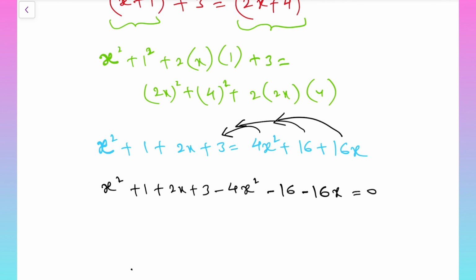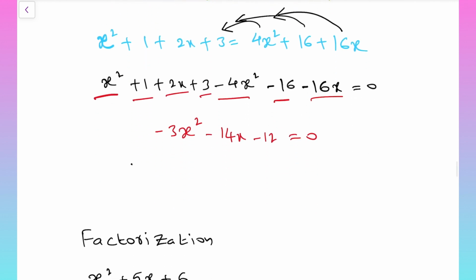Now let us do addition or subtraction of the like terms. x square minus 4x square minus 3x square, 2x minus 16x minus 14x, 1 plus 3 is 4, 4 minus 16 minus 12 is equals to 0. Now this is the final equation after simplification.